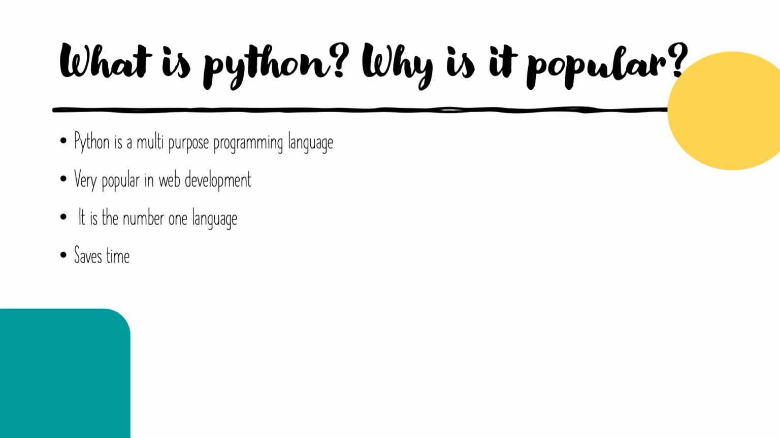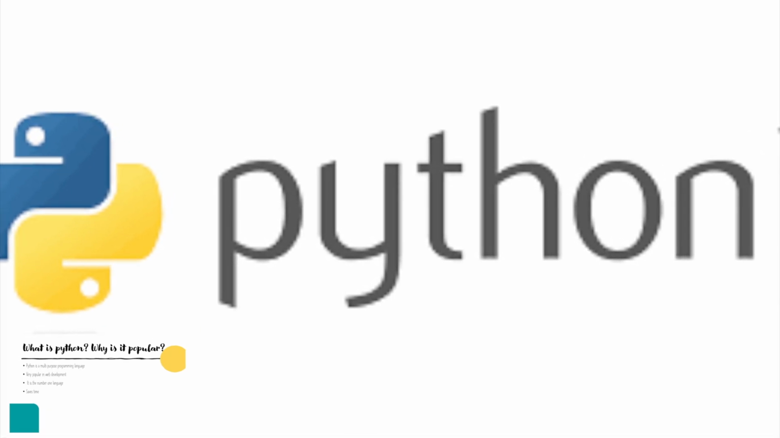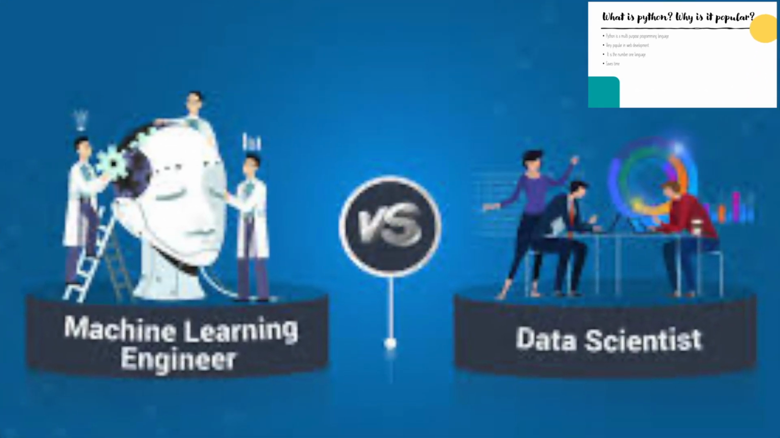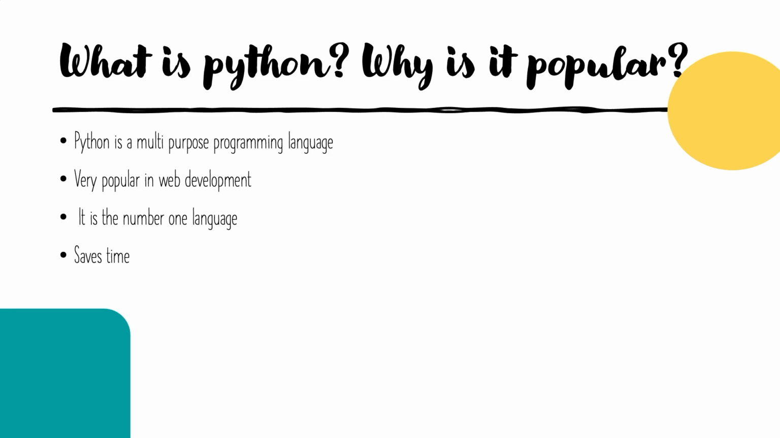is the number one coding language, mainly because of its efficiency and productivity. What is Python and why is it so popular? Well, Python is a programming language which people commonly use in data science and machine learning. Python is also very popularly used in web development, also known as building websites.